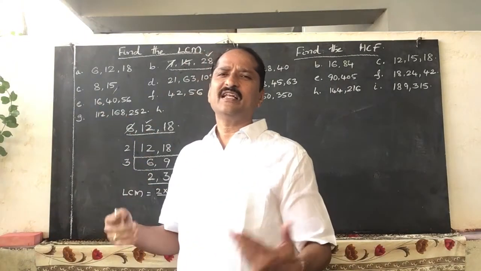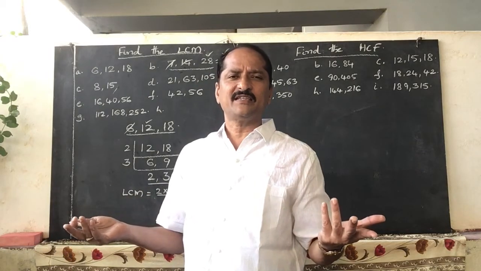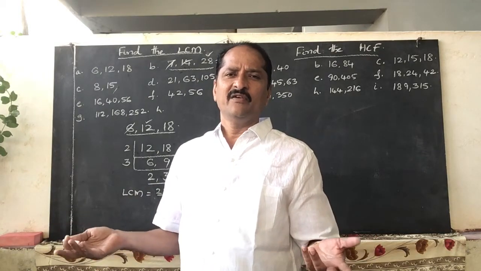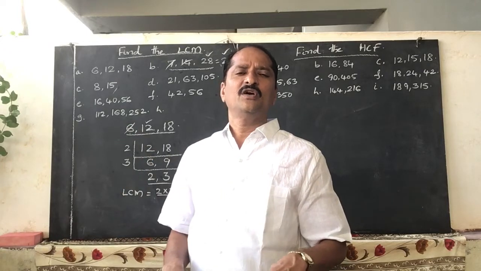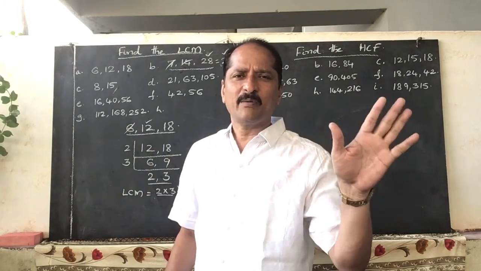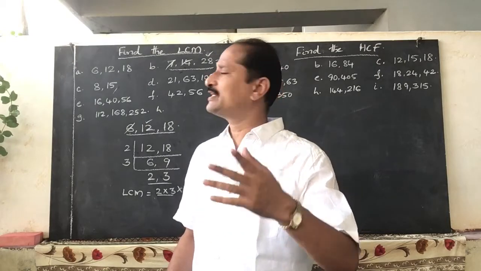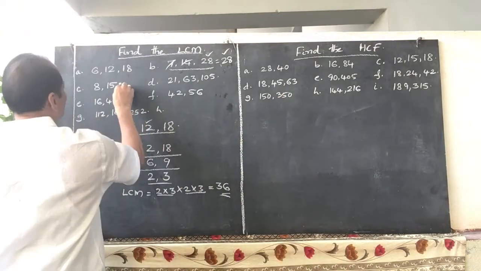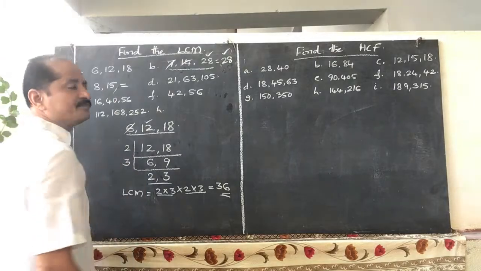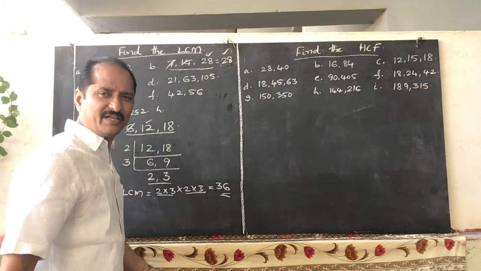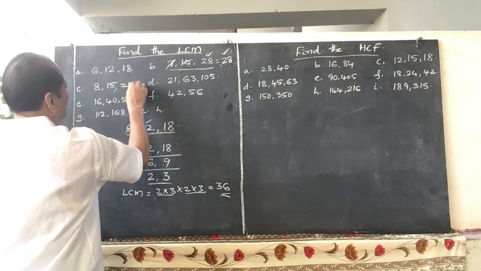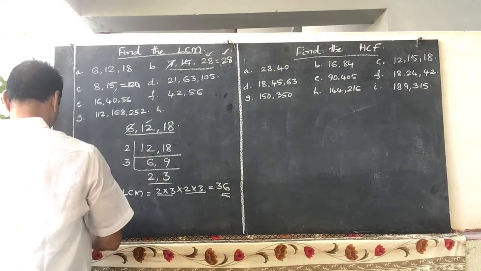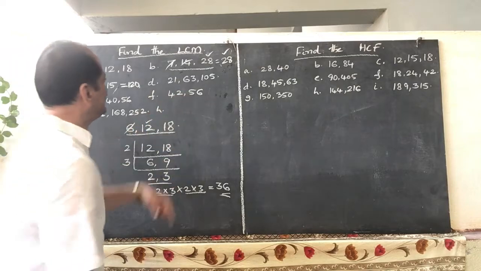Now observe carefully. 8 and 15 don't have any common factor, because the factors of 8 are 1, 2, 4, 8, and the factors of 15 are 1, 3, 5, 15. So except 1, they don't have any common factor. So they are co-prime numbers. So the LCM of 8 and 15 is equal to their product: 15 eights are 120. So the LCM of these two numbers is 120. Now observe carefully here this one.